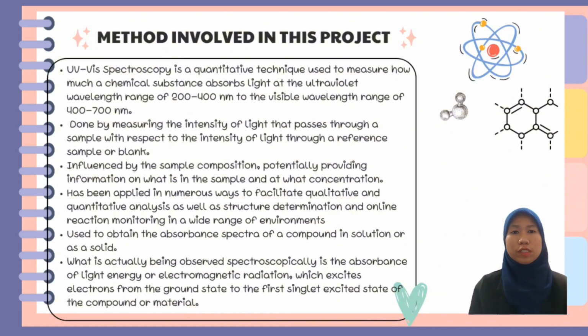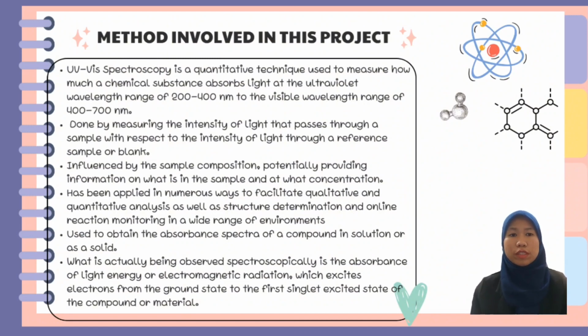First of all, UV spectroscopy is a quantitative technique used to measure how much a chemical substance absorbs light in the ultraviolet wavelength range of 200 to 400 nanometers to the visible wavelength range of 400 to 700 nanometers. This is done by measuring the intensity of light that passes through a sample with respect to the intensity of light through a reference sample or blank. This property is influenced by the sample composition, potentially providing information on what the sample is and at what concentration.